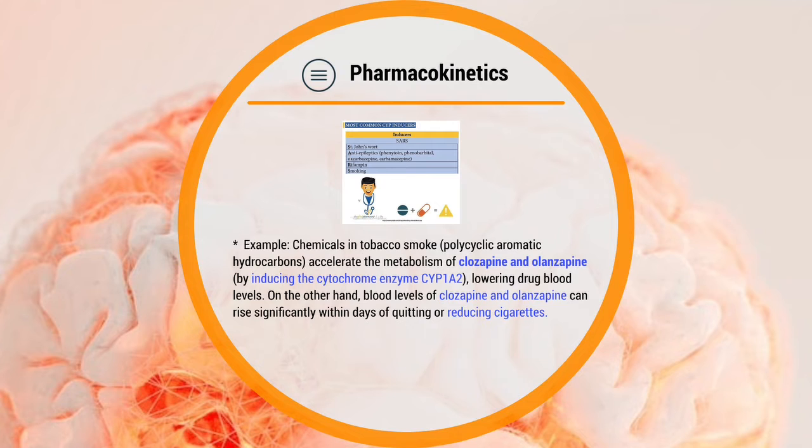Okay, so what happened here is, since it's an inducer, it lowers the drug blood level. On the other hand, blood levels of clozapine and olanzapine can rise significantly within days of quitting, right?